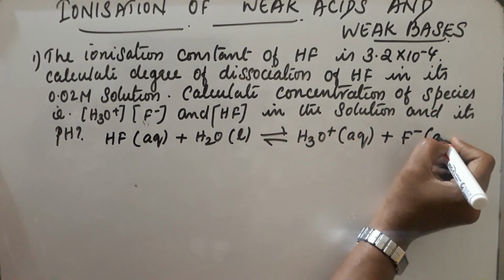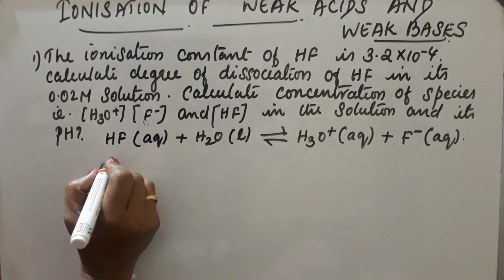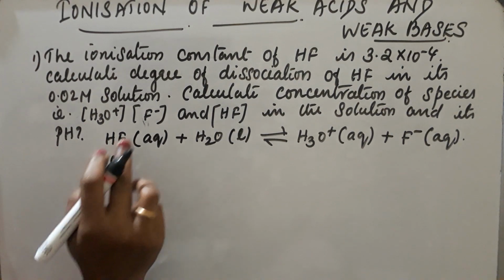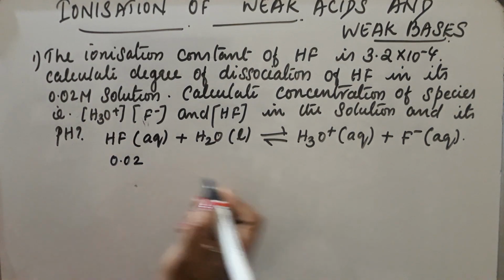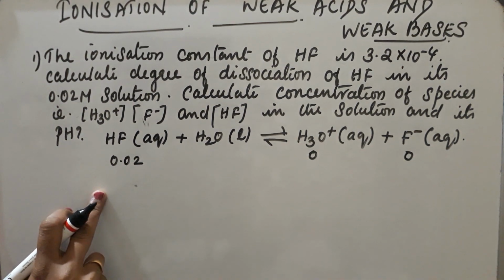Okay, this is the balanced reaction. Now next we are writing the initial concentration. This is C. C is 0.02. Here 0, 0.